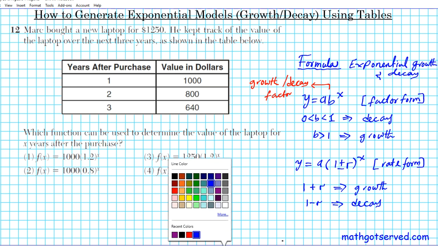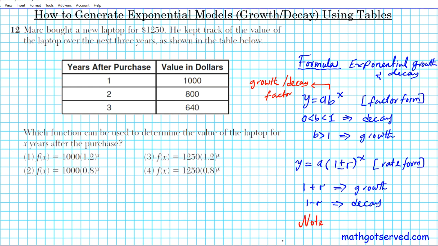So let's just put a side note here, something to note. The connection between these two, they're one and the same. Something to note is that your growth or decay factor b is equal to 1 plus or minus the rate, depending on if it's growth or decay.